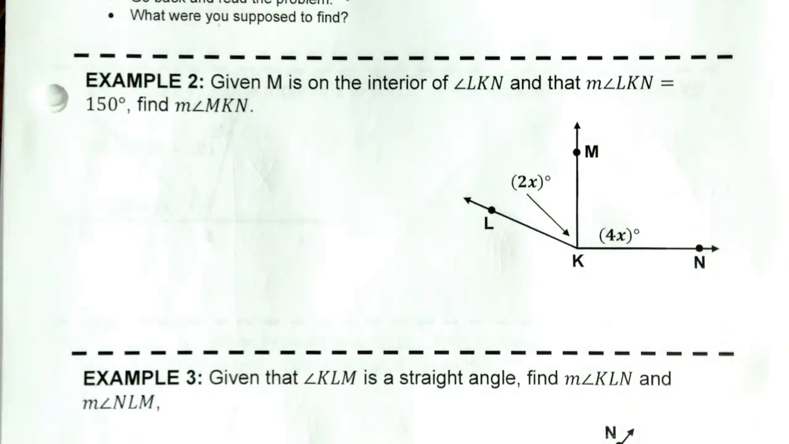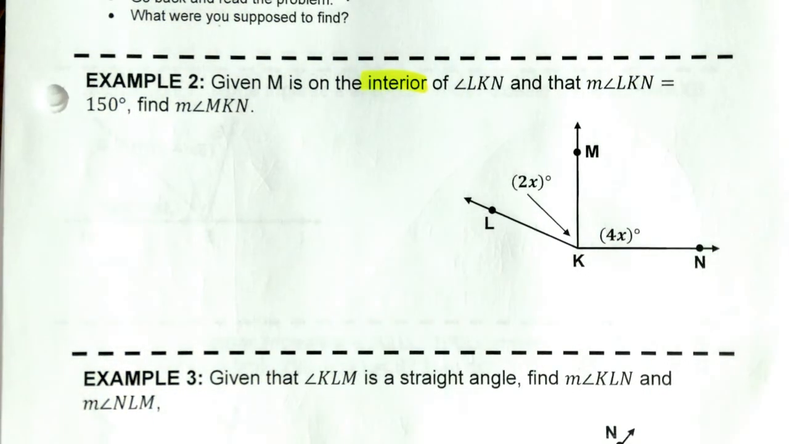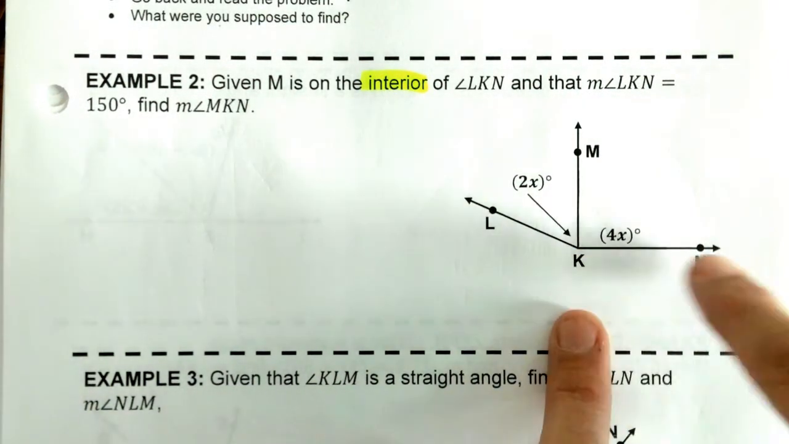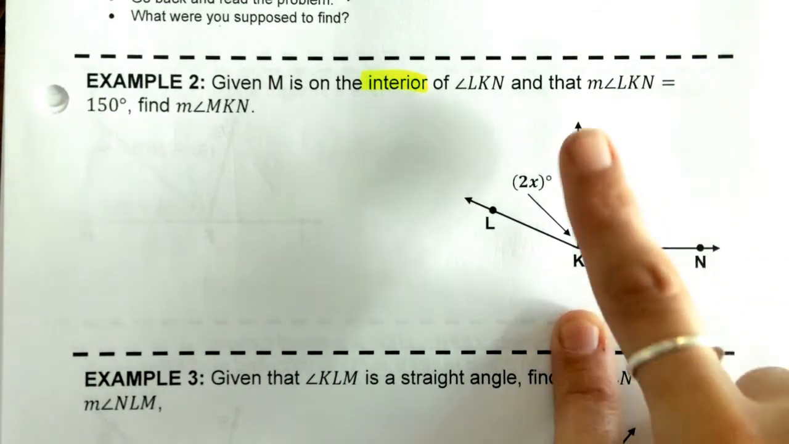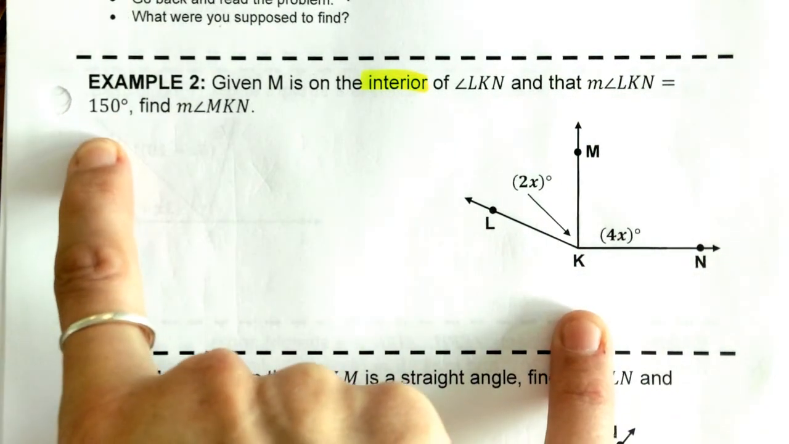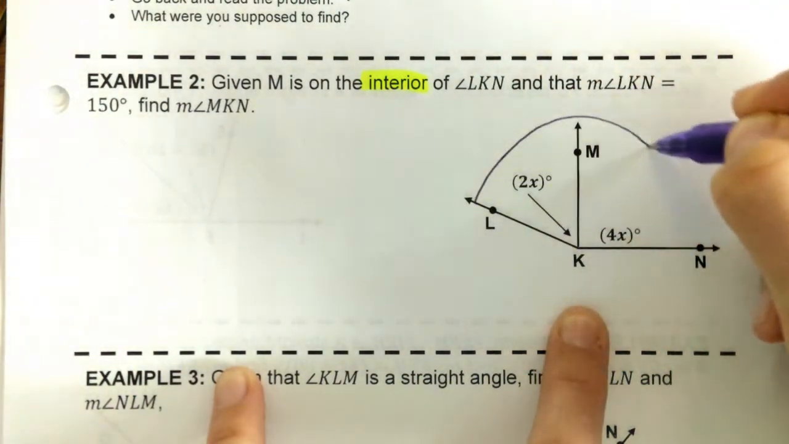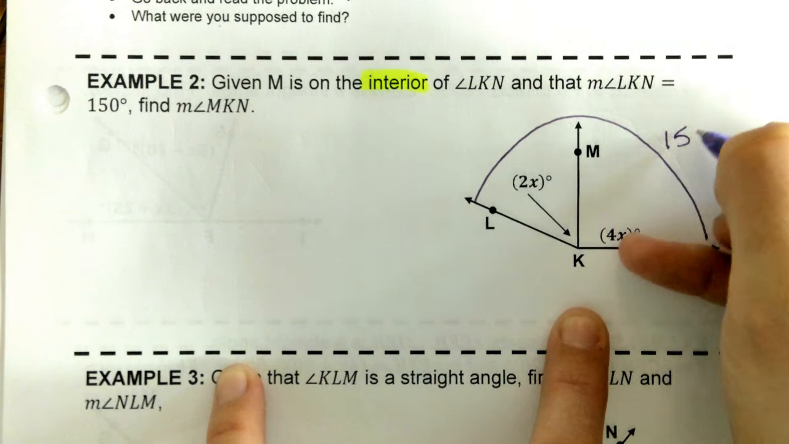Now, example number 2, given that M is in the interior, ooh, that's a word to highlight, interior, so I know I'm using part plus part equals whole, of angle LKN. Thank you, problem, for writing, drawing the picture and labeling it for me, because I don't have to do it now, right? So we have that M is on the interior of angle LKN. We see here that the measurement of angle LKN is equal to 150 degrees. So what that means here is this entire degree measurement right here is 150 degrees.